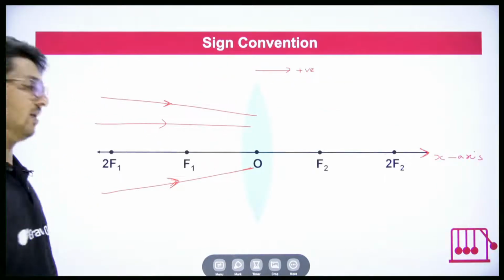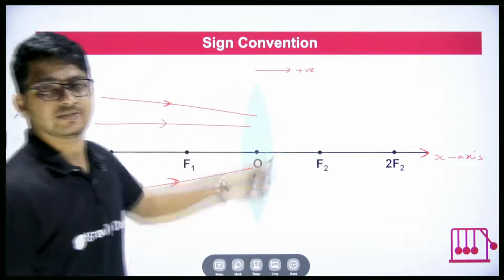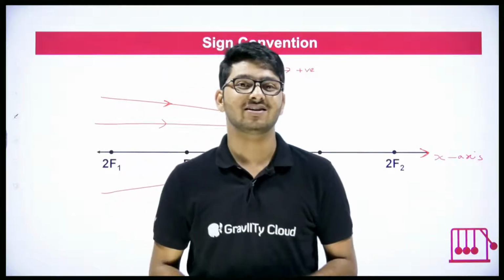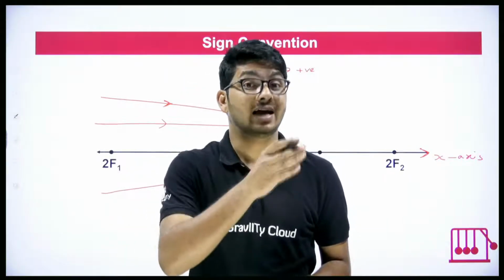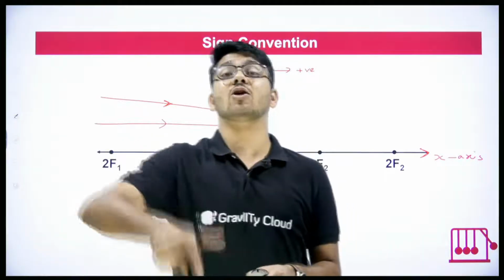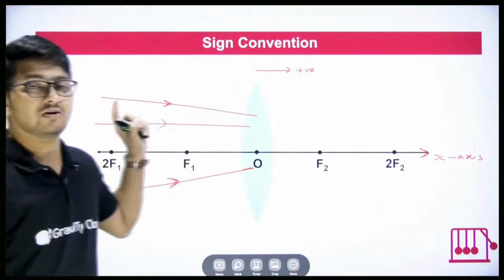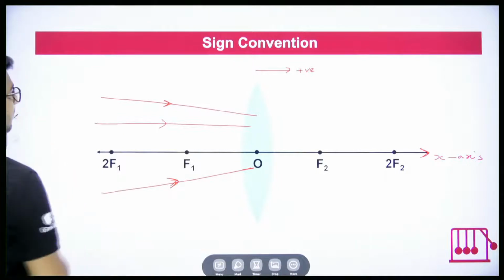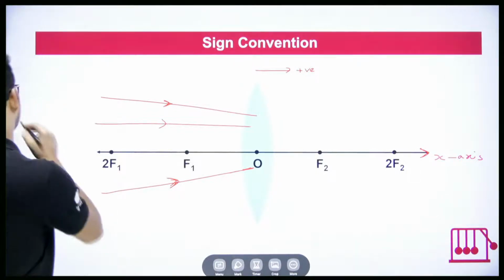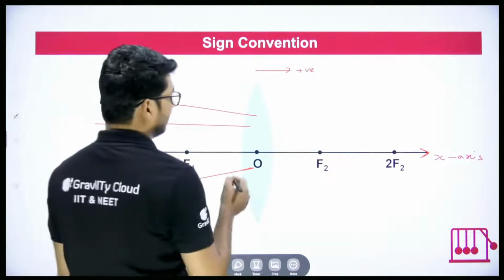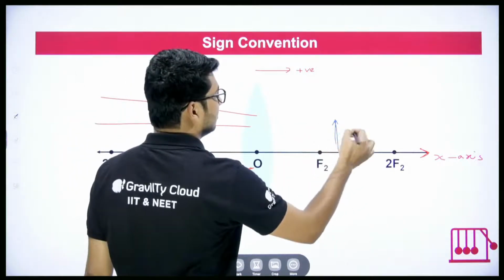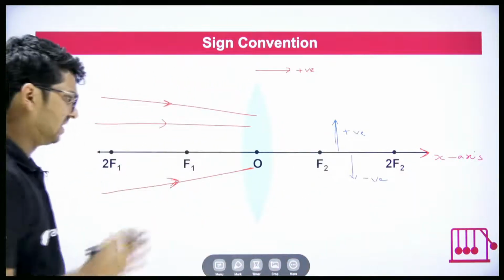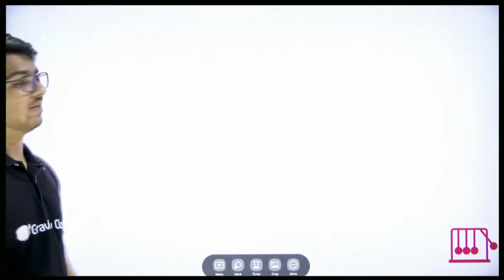Right, again coming back to the sign convention. Which direction is positive? That is the most important statement. The direction along the principal axis in the direction of incident ray is taken to be positive. Simple. And when it comes to height, upward heights are positive and downward heights are negative. No confusion there. That's it. So that was for a convex lens.